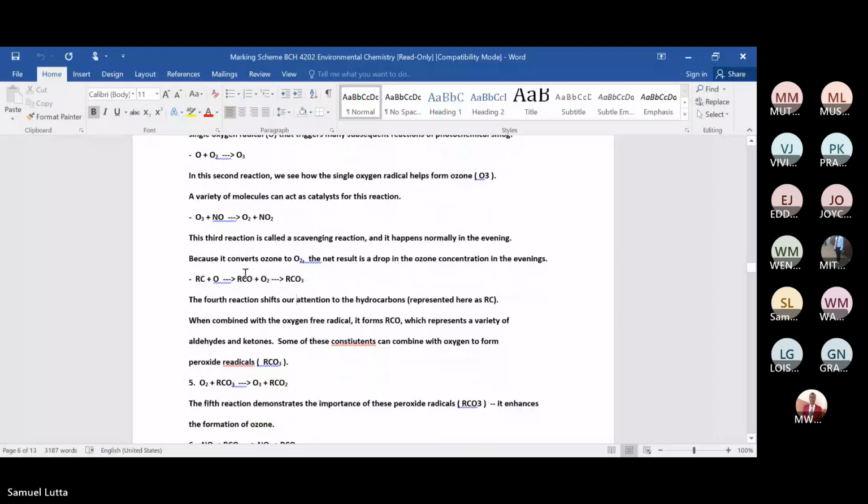So you can again form peroxide radical during this particular reaction. So here in the fourth reaction, now we are seeing the introduction of organics. And that's where we said the volatile organics also play a role in the formation of this. And then whatever you get here can be oxidized further. And then in the last reaction, we have now oxygen combining with the peroxide radicals, as demonstrated here.